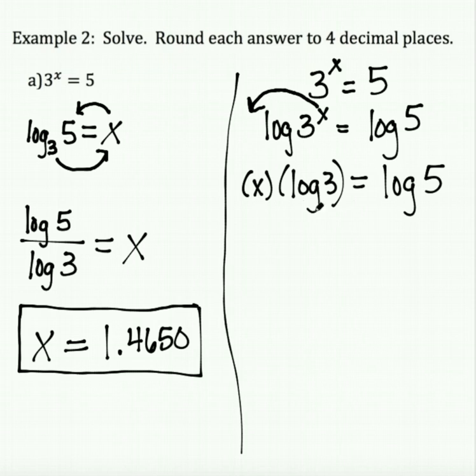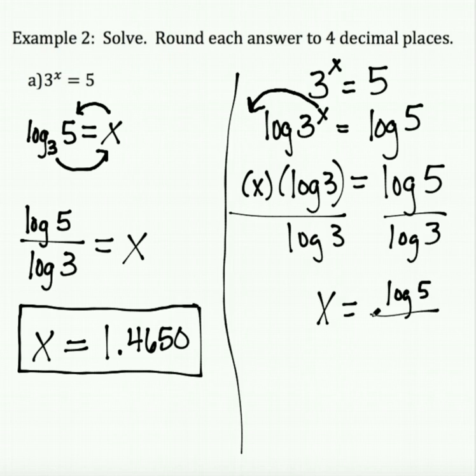I'm going to solve for x, so I'm going to divide both sides by log of 3. And that gives me x is equal to log of 5 divided by log of 3, which we know is equal to 1.4650. So again, two ways to approach it. It's just however you visually see it and understand it.